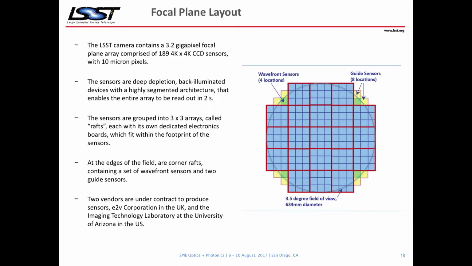So this is a schematic of what the focal plane looks like. Each of those blue squares is a 4K by 4K CCD. We group them in units of 3 by 3 onto what we call rafts. So the red squares correspond to individual science rafts. And each of those science rafts has its full processing electronics in the footprint of those 3 by 3 array of sensors. Every one of those rafts is a 12K by 12K camera in its own right, and the output of each raft is a single optical fiber.